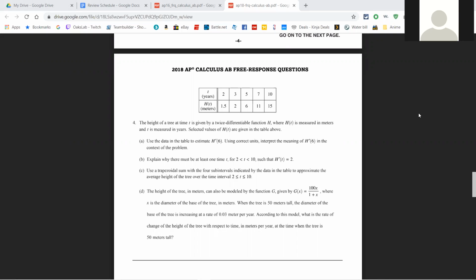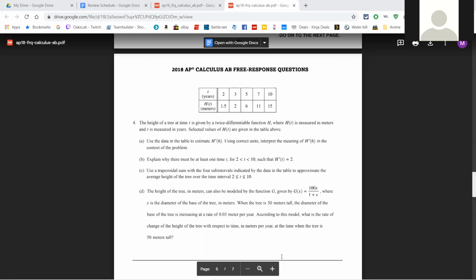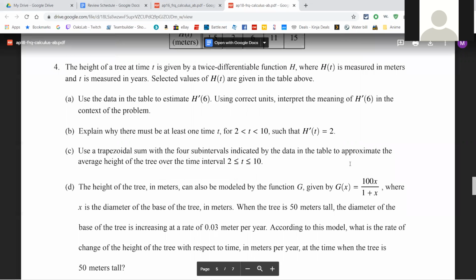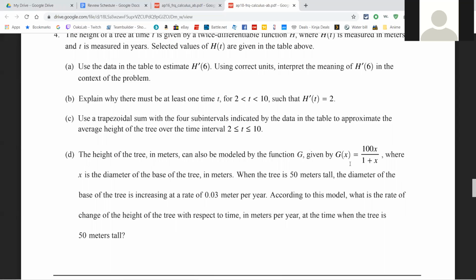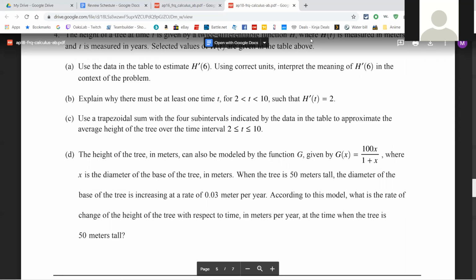So here is number 4, 2018, part D, which once again, if you look at the Google Drive, you should have the link to it there. There's annotate.